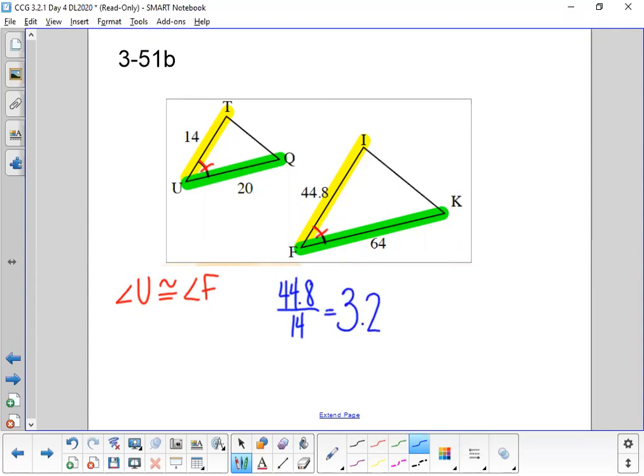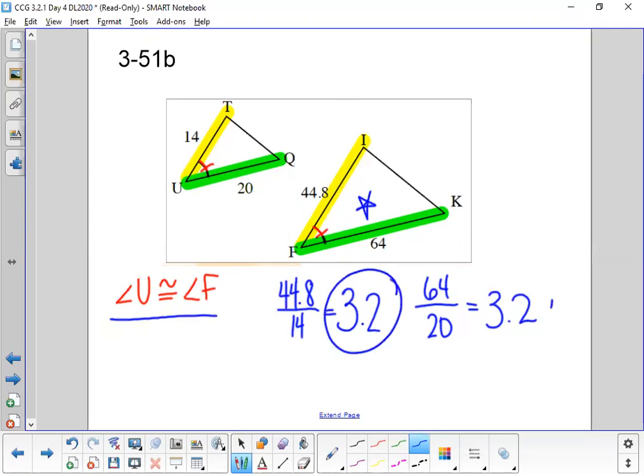Okay, now I'm going to do the same thing with the other pair of sides. So I'm going to do 64 divided by 20. Remember, if I'm putting this triangle on top in the first fraction, I have to put it on top in the second fraction as well. And if I do that, I also end up with 3.2. So that means that I've got the angle in between two pairs of corresponding sides, and those sides have the same ratio. That means that this would satisfy side angle side similarity.